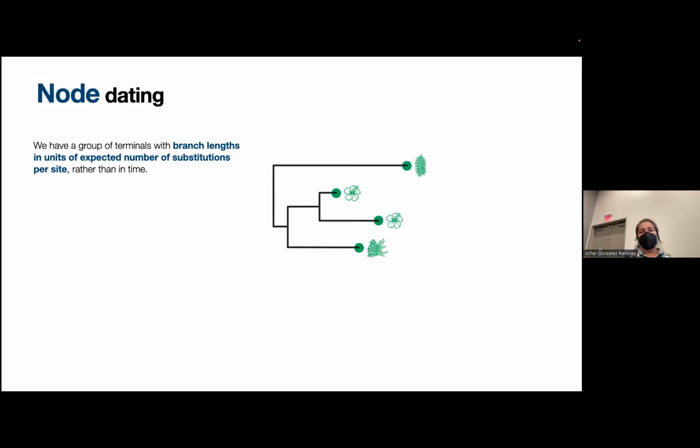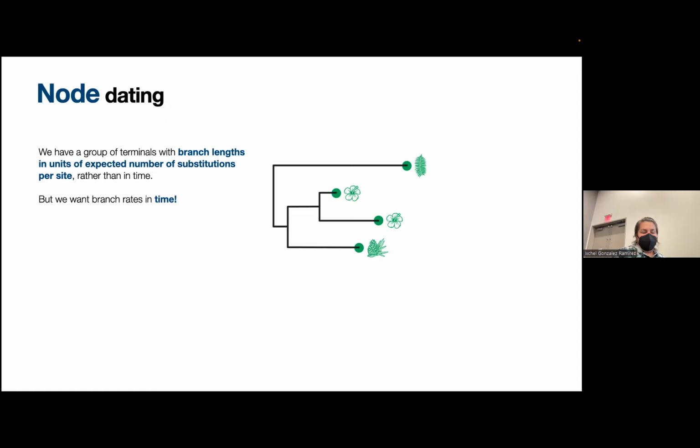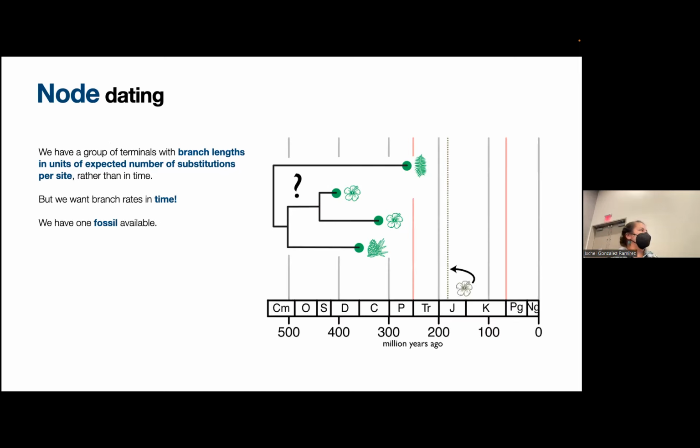So let's say I have a phylogeny that I estimated, right? And the branches are in expected number of substitutions. I want to get those branches in time now, right? The way we usually do it is when we have a fossil.